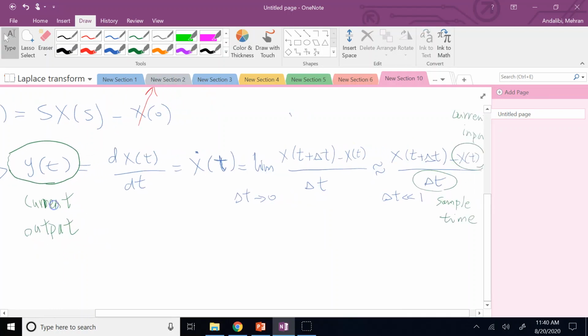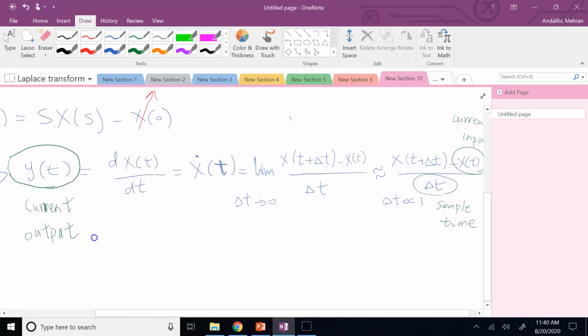Now let me ask you this. See if I can zoom out. What is this one? What is this? Since delta t here is basically less than 1, very small, but still bigger than 0, what does it mean? What x is this? It's the x of current plus a little bit forward in the future. So this is what? This is future input, actually. So what does that imply? It means in order to find the current output, not only do I need to have the current input, I also need to have what? The future input.